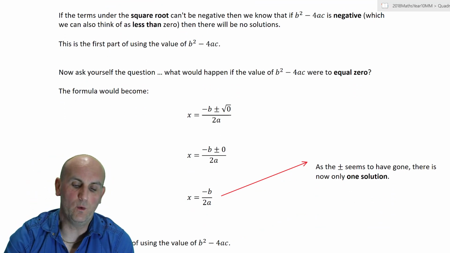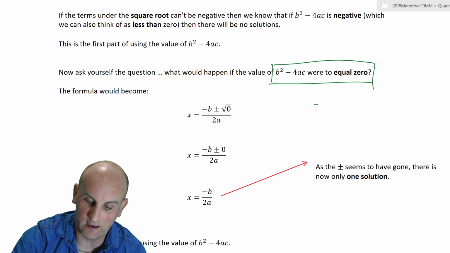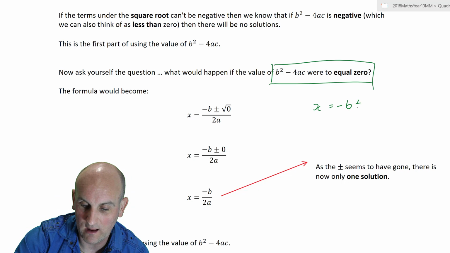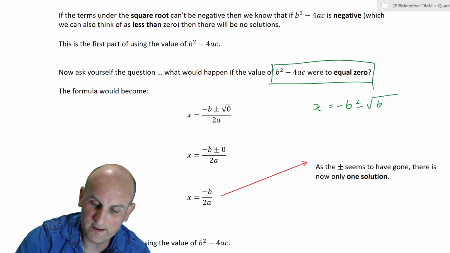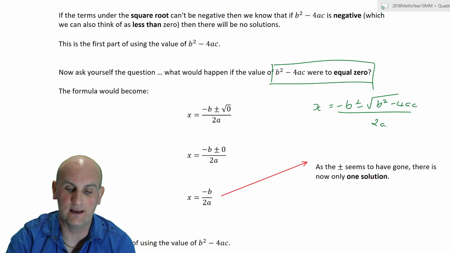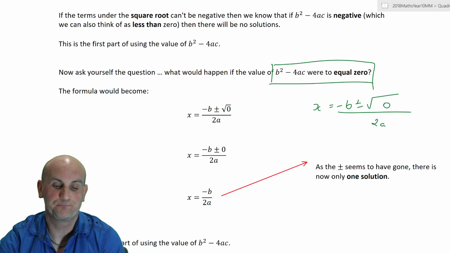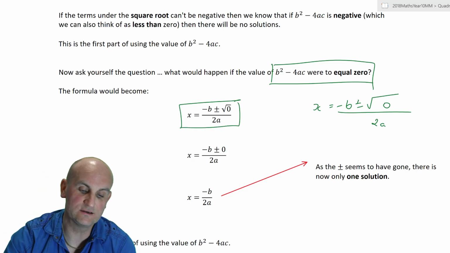Well, let's look at what happens if b squared minus 4ac were equal to 0. So again, I'm going from x equals minus b plus or minus the square root of b squared minus 4ac all over 2a. And what am I doing now? I'm saying, well, what happens if I let this equal 0? Well, looking at the algebra, there it is.